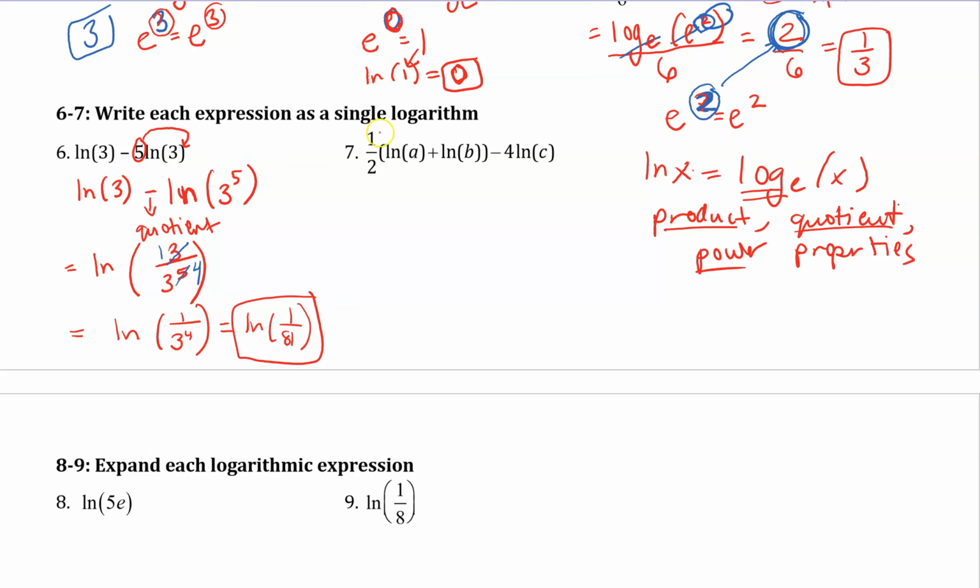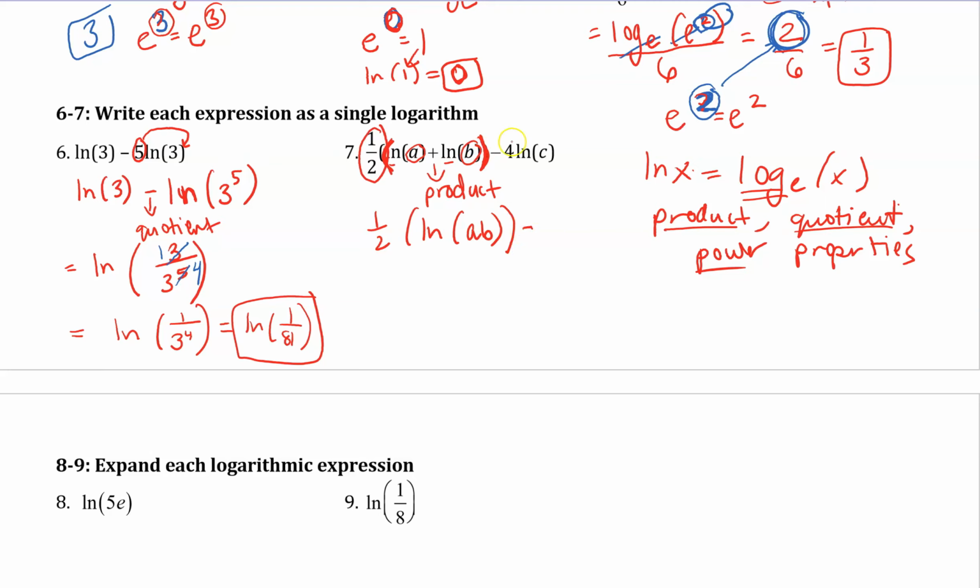So first thing I notice is this 1/2, and it's applied to this whole sum. So maybe I'll do the sum first. We'll do order of operations. We do what's in the parentheses first, and then we deal with coefficients. So I'm going to use the product property here, because when 2 logs, which is what ln is, are adding, then the thing inside those logs multiply together. You take the product of the inputs.